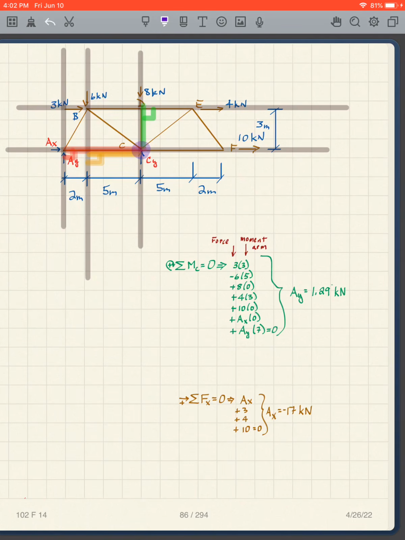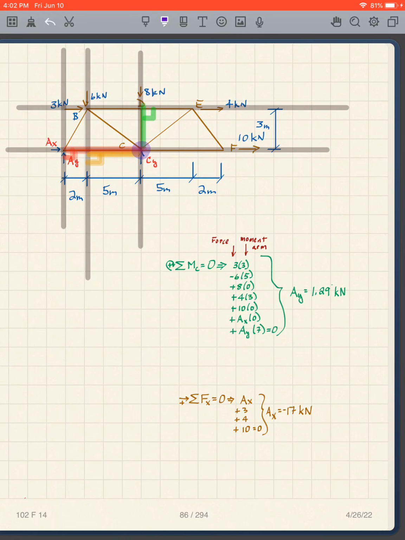Take moments about C. I have this line of action, 6. What's the distance? It's 5, because there's my perpendicular distance. So it's minus 6 times 5. Now what do I see? This 8 goes right through point C. So it's 8 times 0. It just drops out.